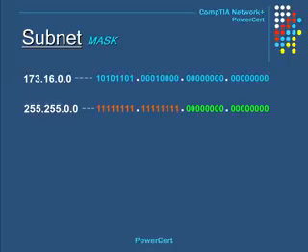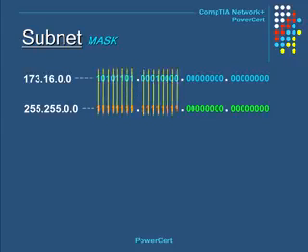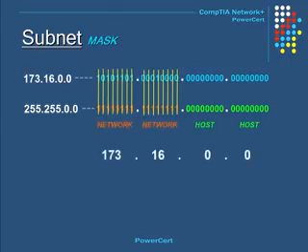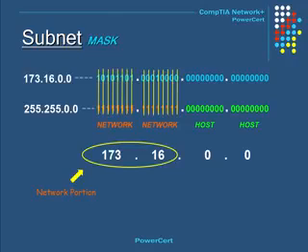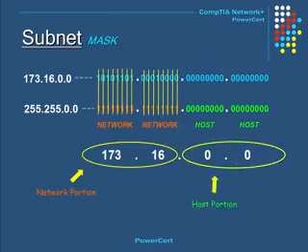So the way to tell which portion of this IP address is the network portion is when the subnet mask binary digit is 1, it will indicate the position of the IP address that defines the network. So we'll cross out all the digits in the IP address that line up with the ones in the subnet mask. And when you do this, it will reveal that the first 2 octets are the network portion, and the remaining is the host portion.